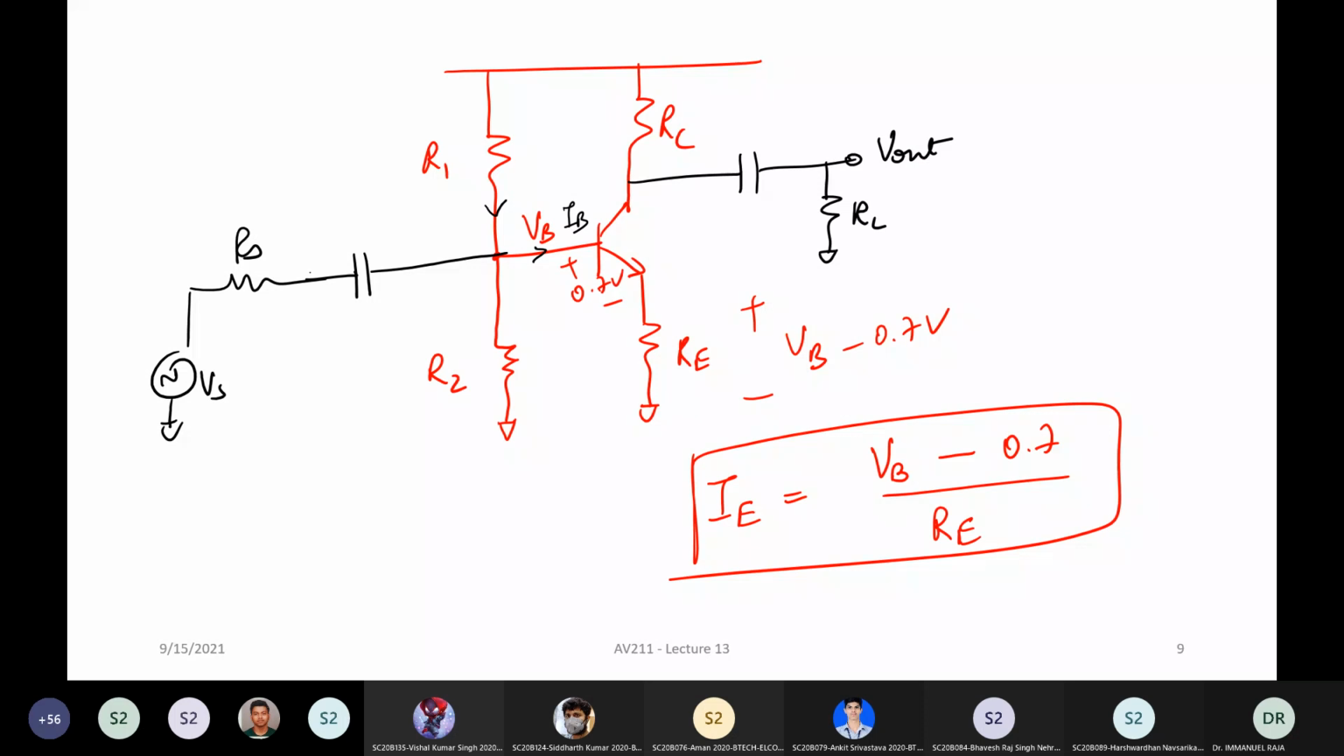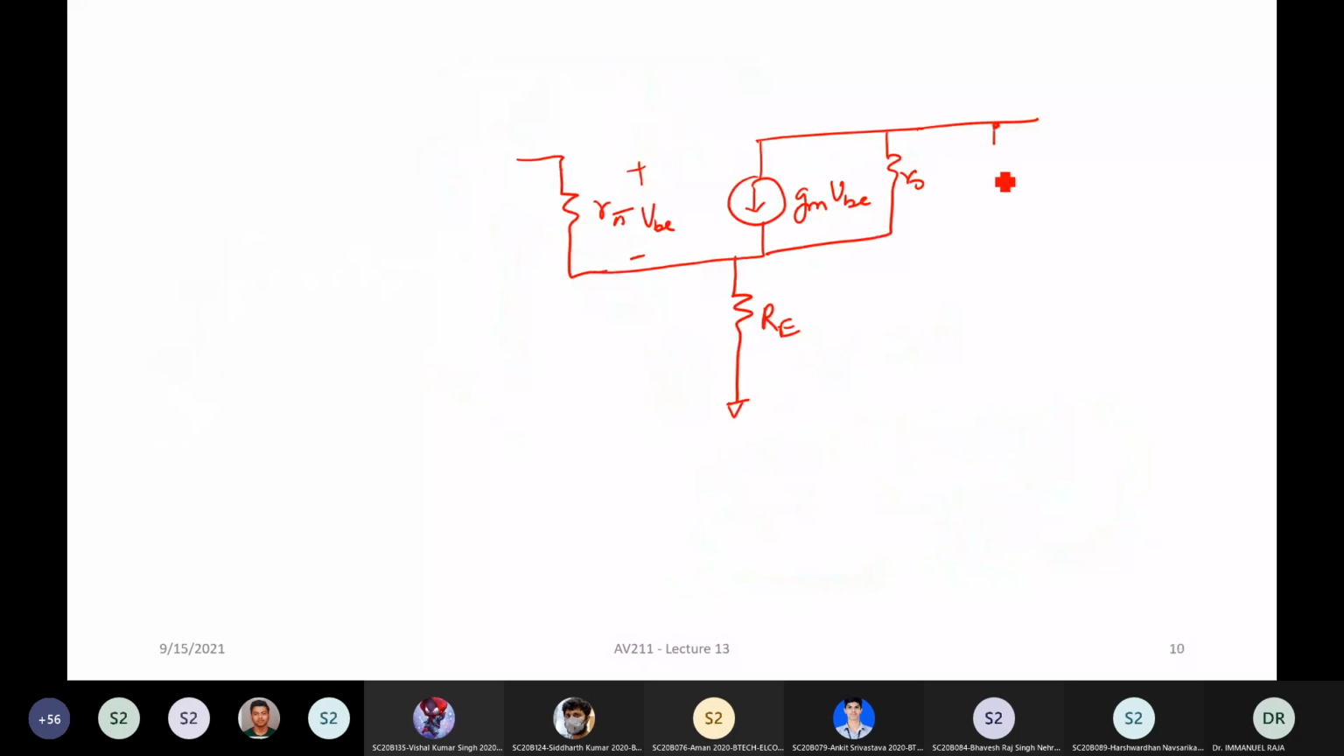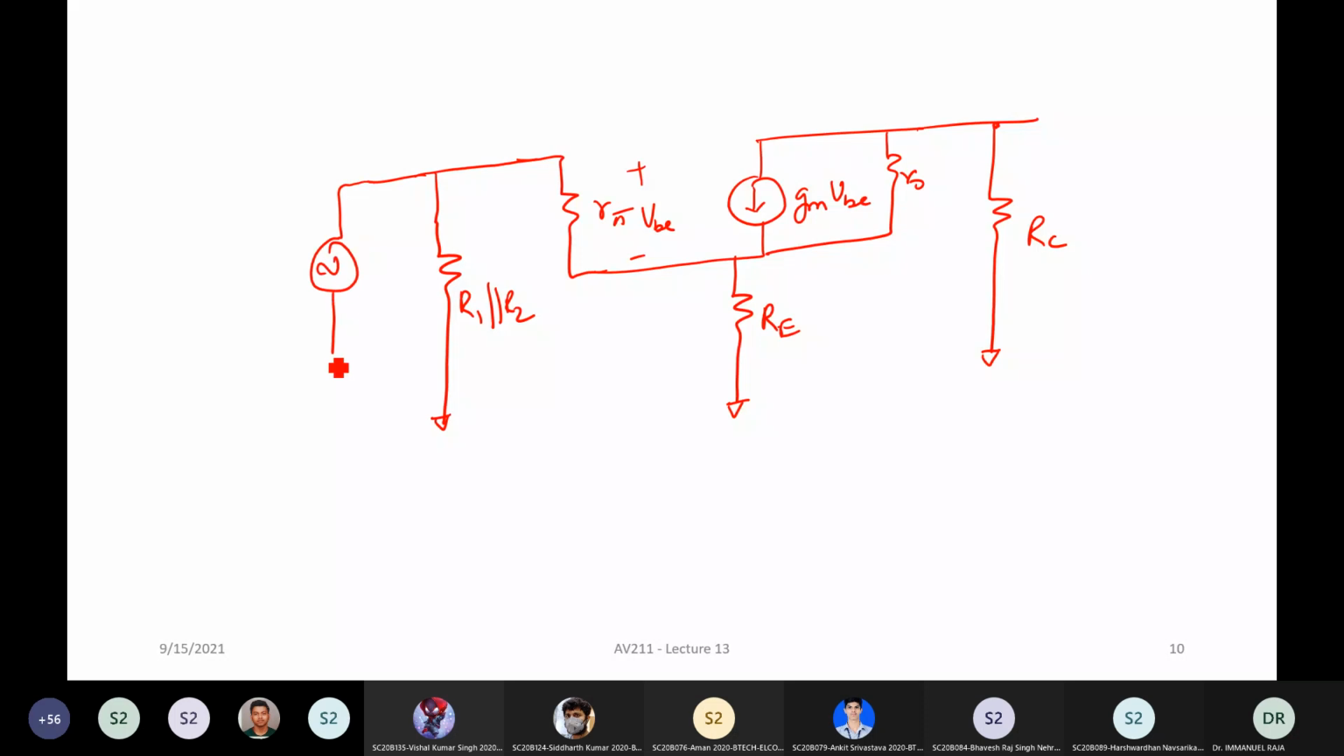The collector resistor RC is from the collector node to ground, right? So you have RC like this. Same way you have R1 parallel to R2 like this. Let's say this is your VN. First we will find out the intrinsic gain, and then we will do the rest. Now R1 parallel to R2 is directly in parallel with Vn, so that really doesn't do anything. Now let's say this is VE.